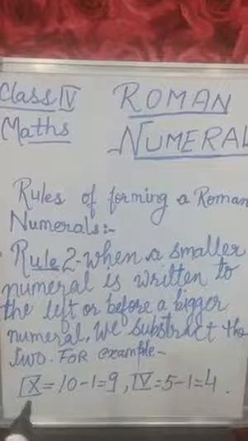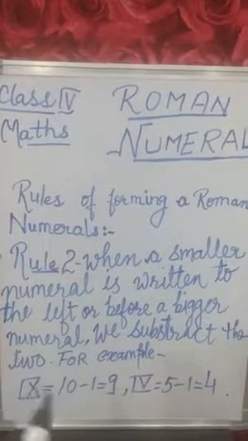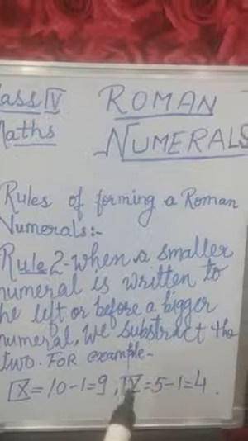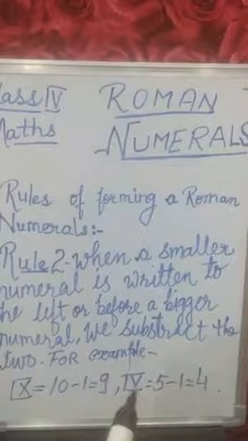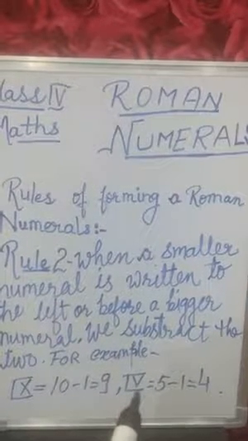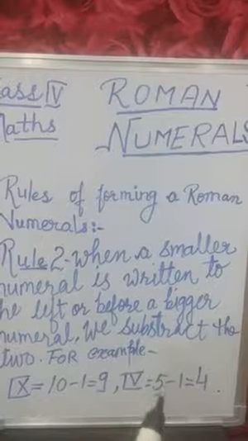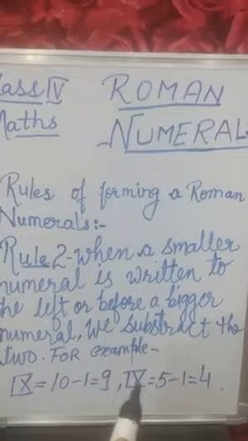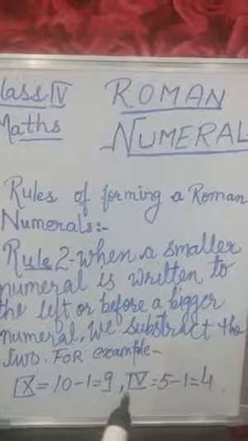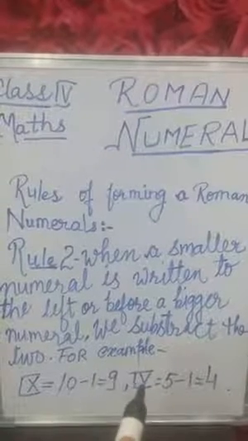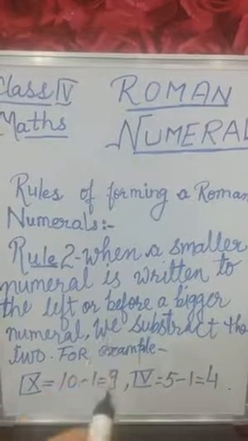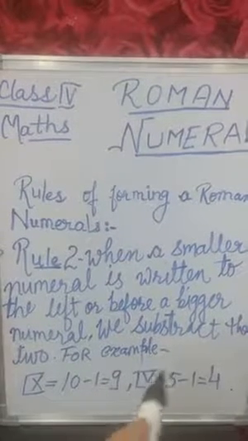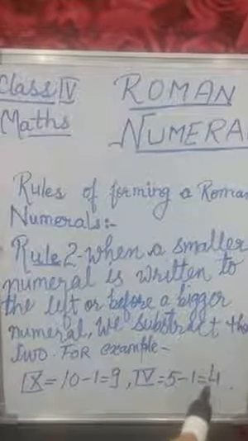So this is 9. How? 10 minus 1 is equal to 9. Okay, let's take another example. It is 4. Again, what's the value of V? Value of V is 5. Value of I is 1. Again, the smaller numeral is written before, on the left hand side of the bigger numeral. Okay, so 5 minus 1 is equal to 4.